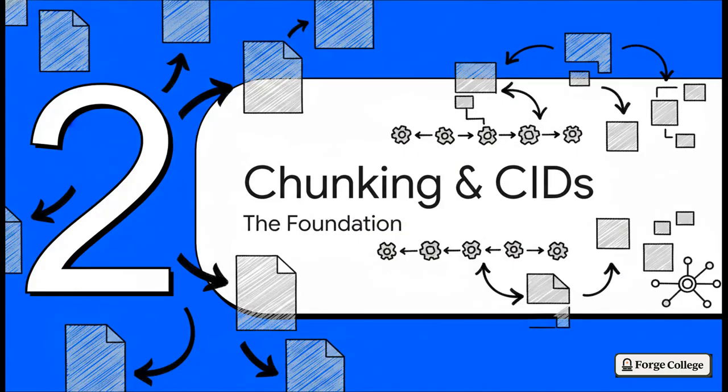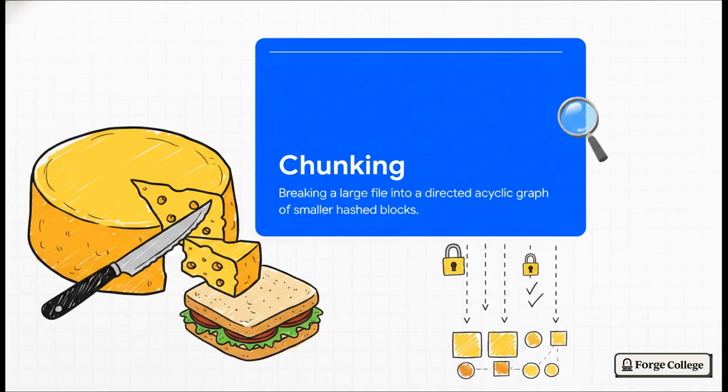And that brings us to Section 2, Foundation, where we'll look at chunking and CIDs. To fix this heavyweight problem, we really need underlying mechanics that prevent decentralized networks from just buckling under the sheer weight of these massive files. And the absolute foundational mechanism here is chunking. Basically, this means breaking a large file down into a directed acyclic graph, or DAG, of smaller individually hashed blocks.